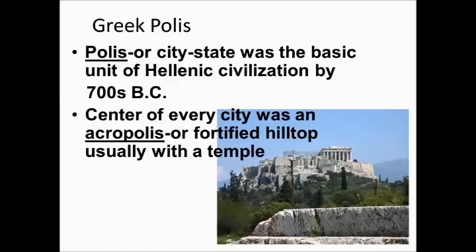All right. At the center of every city was a fortified hilltop called an acropolis. Usually it had a religious temple to whatever Greek god that city was most dedicated to. In Athens, for example, as you see in this one, the Acropolis is spelled with a capital A because it's the most famous Acropolis. It had the Parthenon on it, which was a temple dedicated to the goddess Athena.